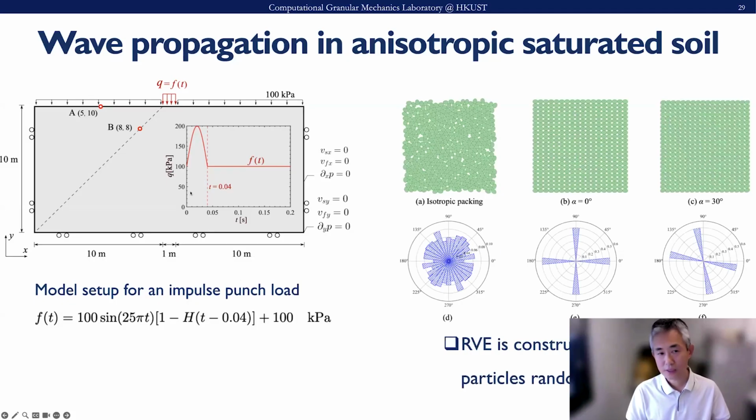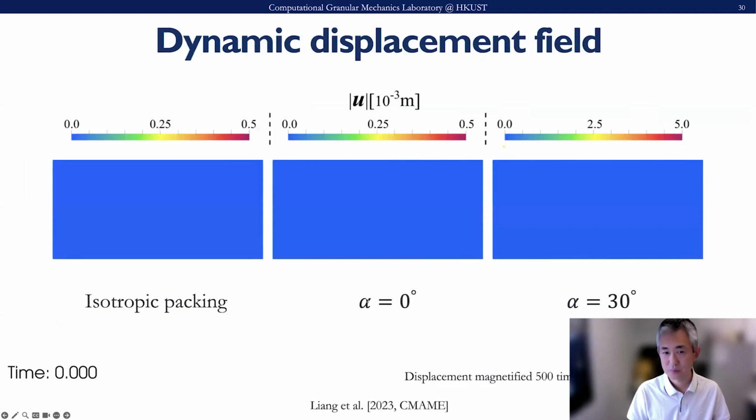For the soils, we generated three different packings. We use slightly ellipsoidal particles, and then we generate an isotropic packing, a bedding plane in the horizontal direction, and a bedding plane in the 30 degree direction. We look at their difference in the response here.